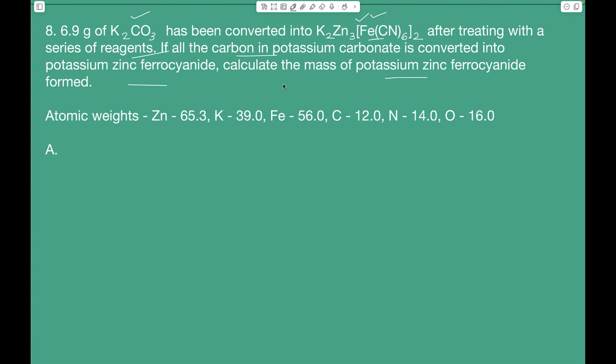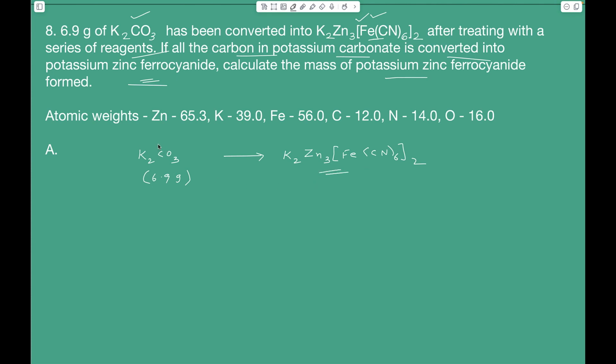There is a clue in the question. It says all the carbon in the potassium carbonate we took is converted into this complex compound. We will answer this question using this clue. Now from the question we understand that we started with 6.9 grams of potassium carbonate, and eventually all the carbon present in this potassium carbonate has been converted into this complex compound.